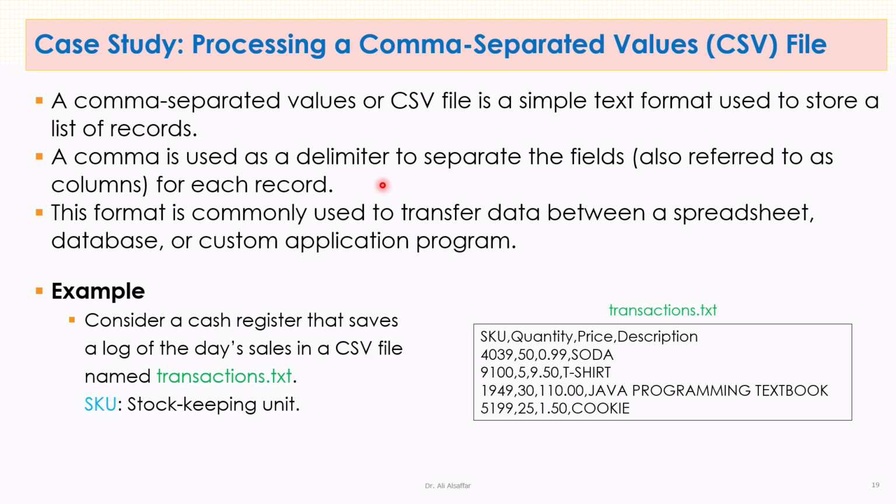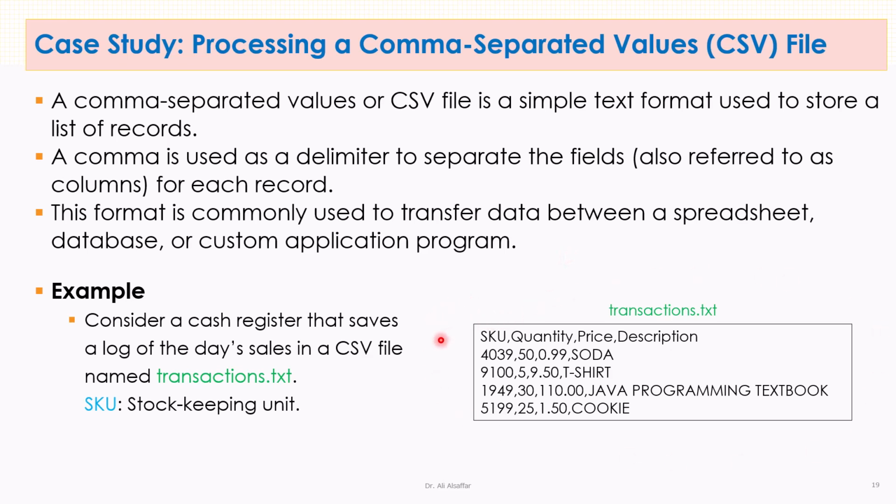Some of these fields could be strings, integers, doubles, booleans, and so on. So whenever we have a line of text with some data inside it separated by commas, each line is called comma-separated values. Now this format is commonly used to transfer data between a spreadsheet like Excel, a database like Access, or custom applications and programs. So sometimes if you want to transfer data into your program, they use this format inside a text file for reading the data.